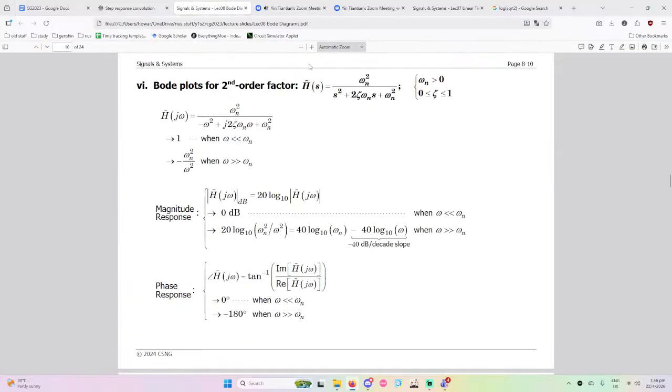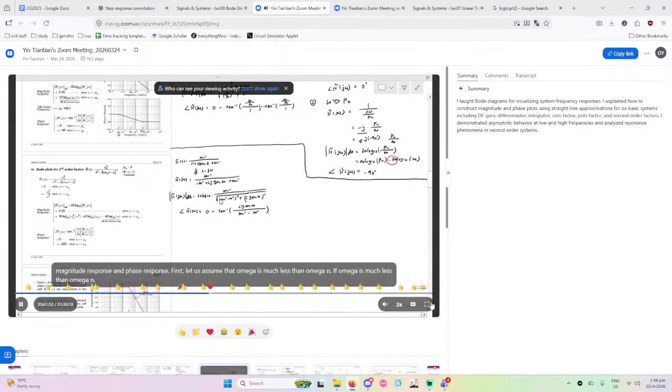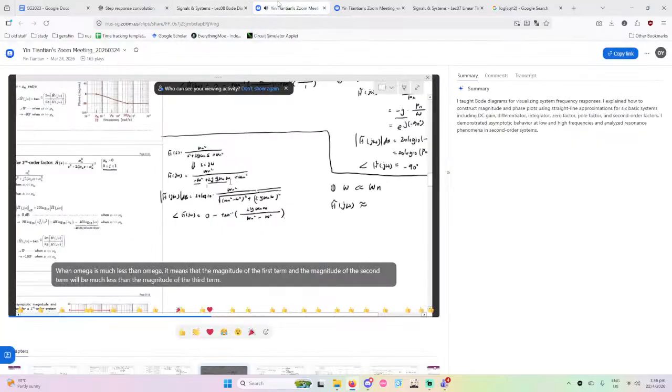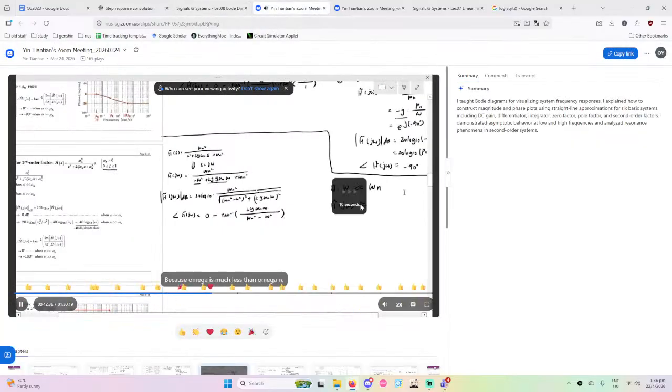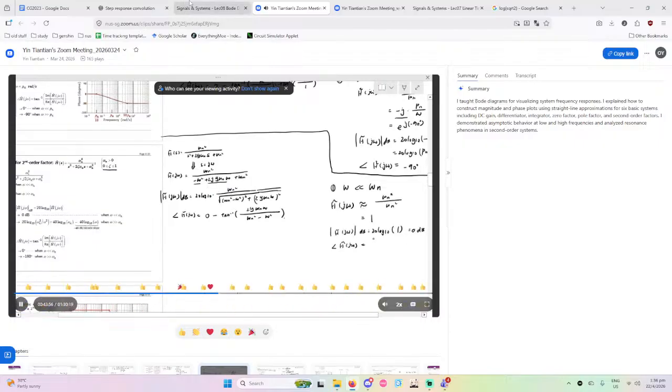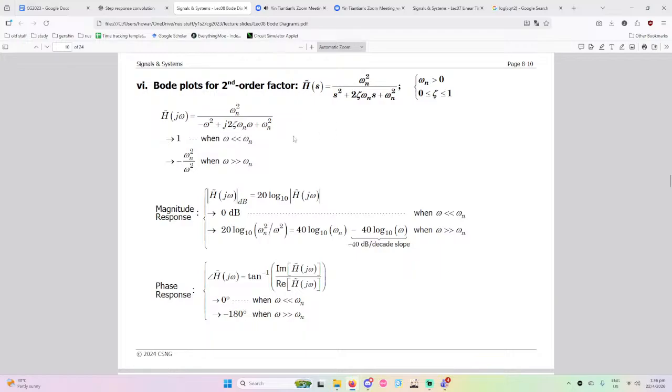Instead of using these two equations here, we are going to make some approximations to the magnitude response and phase response. First, let us assume that omega is much less than omega n. If omega is much less than omega n, what do we have for the frequency response? It means that the first term and the second term in the denominator will be much less than the third term, right? It means that we can neglect the first term and the second term in the denominator. Does it make sense? What is the phase of 1? The phase of 1 is equal to 0 degrees, right? When the frequency is less than omega n, the magnitude in dB is equal to 0 dB.